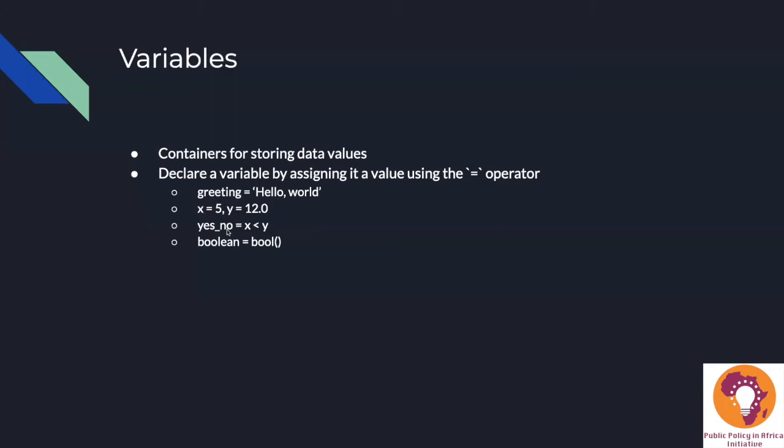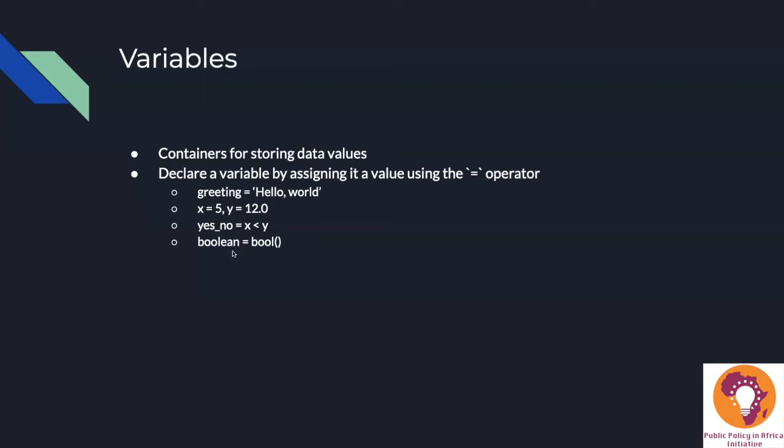We can assign them a Boolean value. So we have a yes, no here, and we're assigning it equal to this Boolean expression. That's what you get when you're creating an expression and you're assessing whether or not it's true or false. It's a Boolean expression. So we have x is less than y. The value, whether or not yes, no is true or false, depends on what this evaluates to. So assuming that we have assigned x to 5 and y to 12, and then we do this yes, no evaluation, the value stored in yes, no is the Boolean value true, because 5 is less than 12.